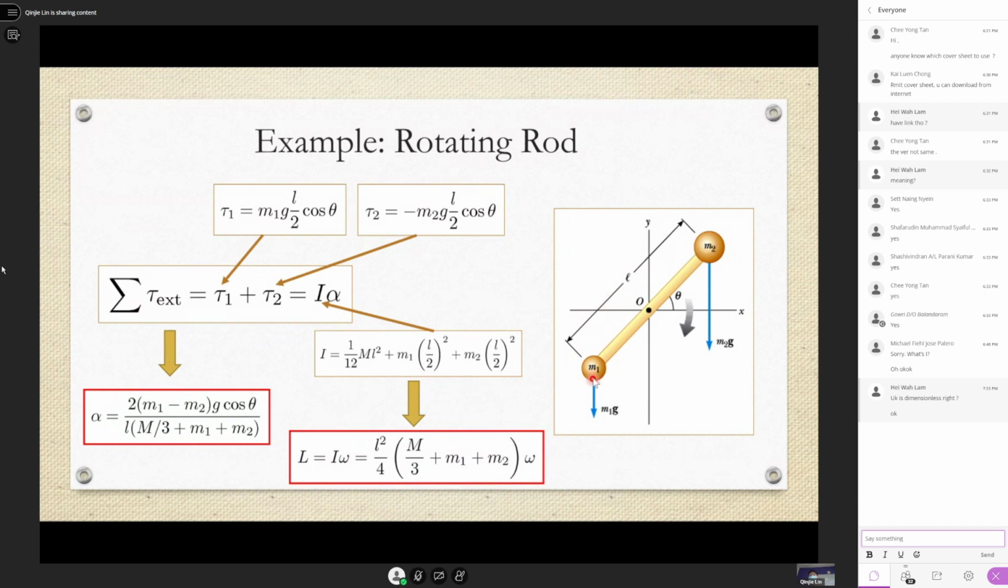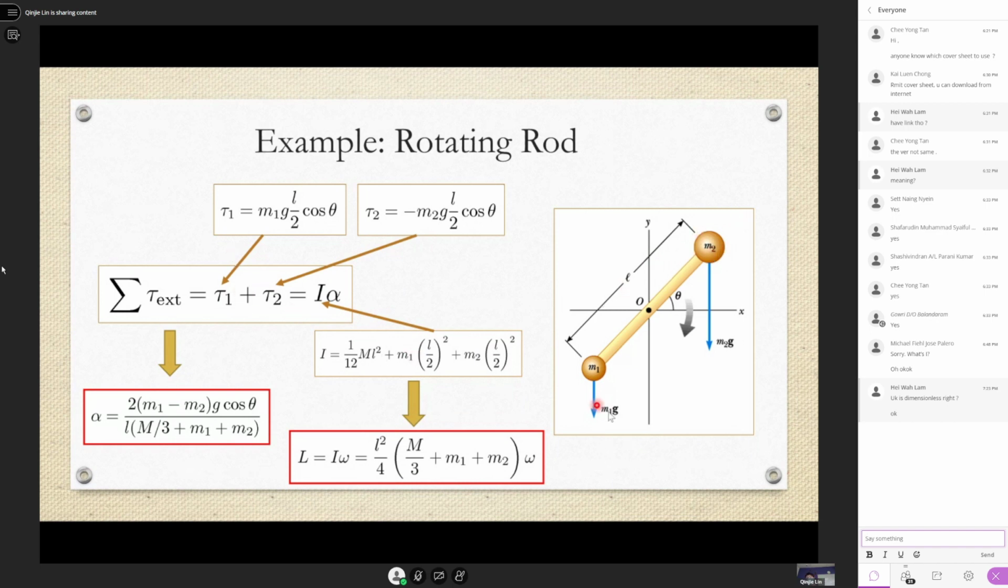So torque will just be this force times the perpendicular distance to the pivot. For 1, the perpendicular distance is this distance. For 2, the perpendicular distance is this distance, basically to the y-axis. The distance from the y-axis to the particular object will be the perpendicular distance.